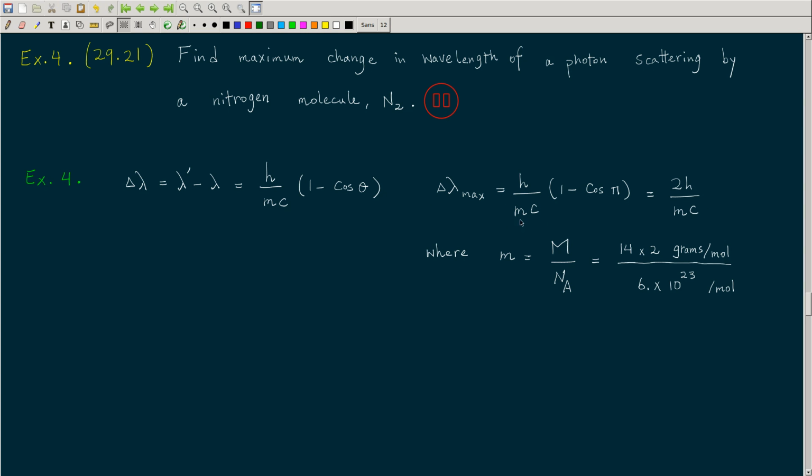Now you need to figure out what the mass is in the formula, 2h over mc, but you don't know what the mass is. To find the mass of a nitrogen molecule, you can use the atomic mass divided by the Avogadro number, which gives you the mass. The atomic mass number for nitrogen is 14, so you have to multiply it by 2, because it's N2, a molecule. Then divide by the Avogadro number, and that gives you the mass. Put the mass in the formula and you find the maximum change in wavelength of the photon.